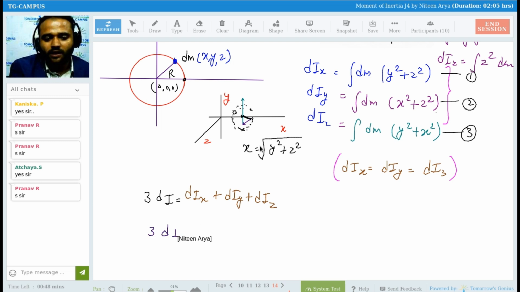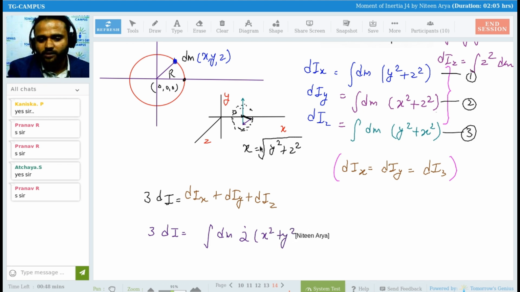it is going to give me 3 dI equals 2 dm. Just wait, not in this way. We can take dm common: 2 times x square plus y square plus z square. Is this clear, everyone? x square plus y square plus z square. Clear? As you can see, we have 2y, we have 2z and we have 2x also.